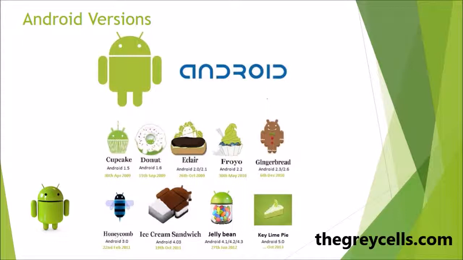Android 2.0, 2.1, that is Eclair, was released on 26th October 2009 with minor amendments to the API and bug fixes. Android 2.2, that is Froyo, was released on 30th May 2010 with features like Android cloud-to-device messaging, popularly known as C2DM, USB tethering, Wi-Fi hotspot, gallery with zoom option, and other features.